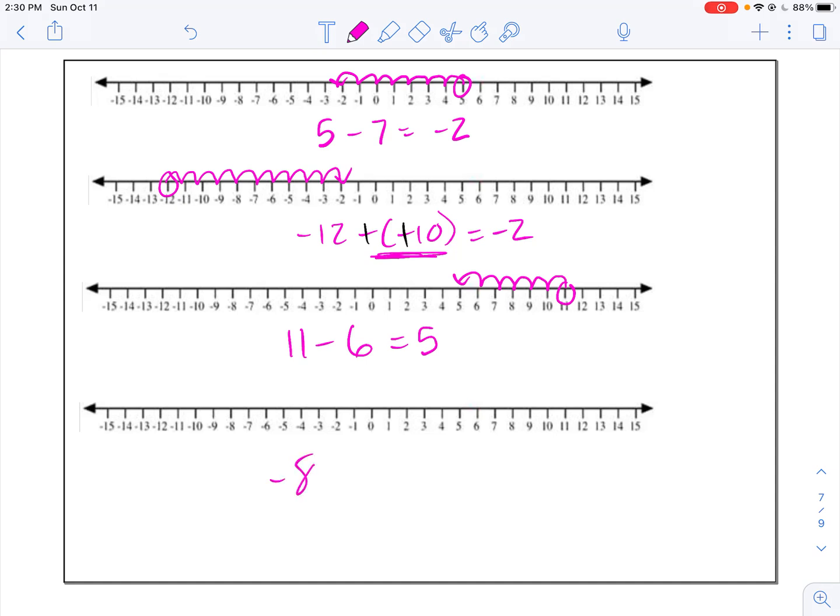Do negative 8 minus negative 2. I'm taking away a negative, so I'm really adding it back. What's the difference between 8 and 2? It is 6. This is a larger number and it's negative, so I know my answer is going to be negative, and it will be 6.